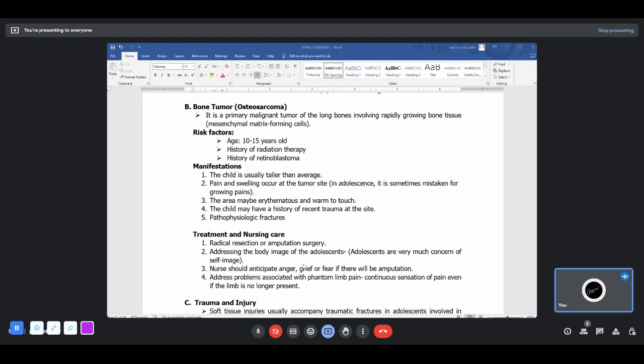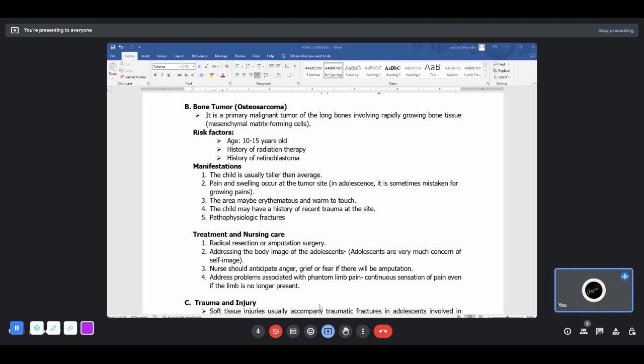kailangan. And then addressing the body image of the adolescent. Adolescents are very much concerned of their self-image, okay? So next one, the nurse should anticipate anger. Another one is grief. Alam natin kung magagalit na ba siya, nagluluksa na ba siya, or yung takot if there will be an amputation, di ba? Ikaw ba naman hindi ka matatakot pag sasabihin na puputulin yung affected na extremity.